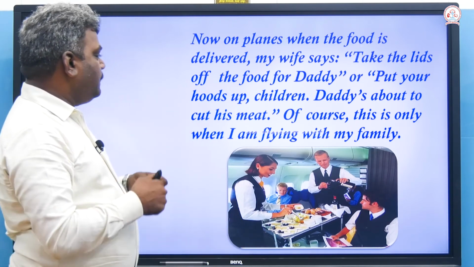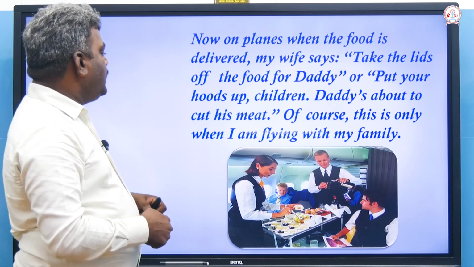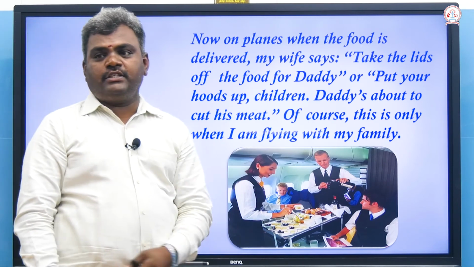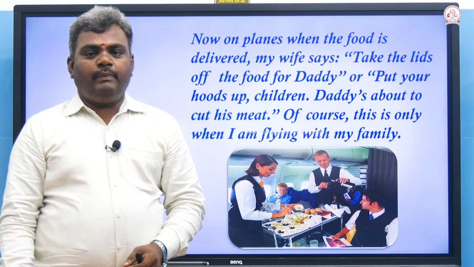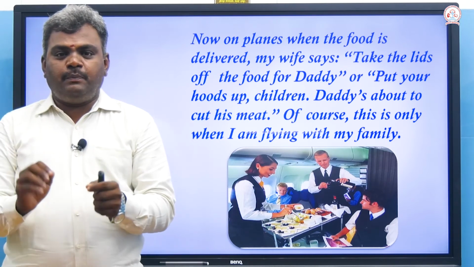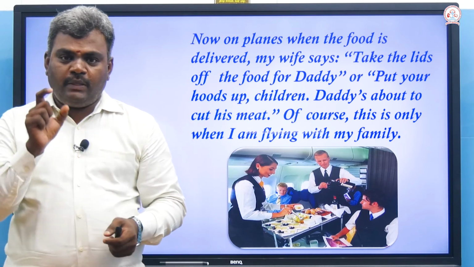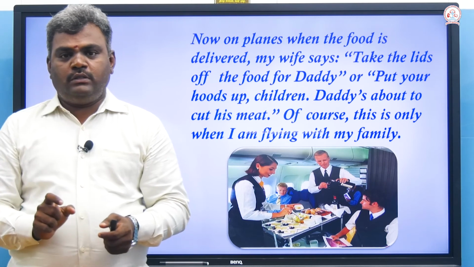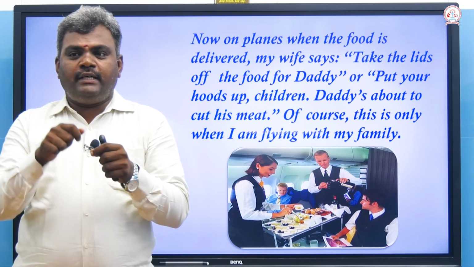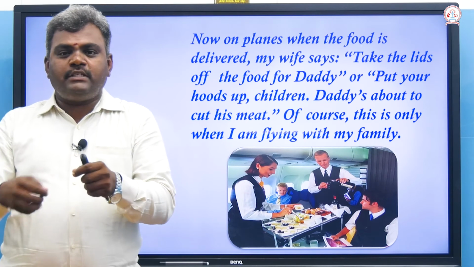Take the lids off the food for daddy. Put your hoods up, children. Daddy is about to cut his meat. This is English culture. Because most of the times, the English people, they will have the steak. Steak means pieces of the meat. And they will be given the knife to cut the meat.